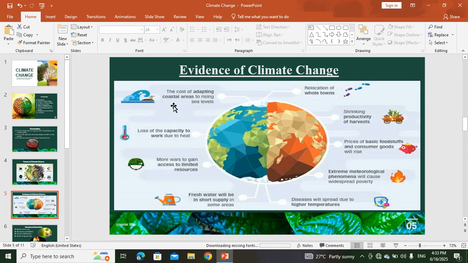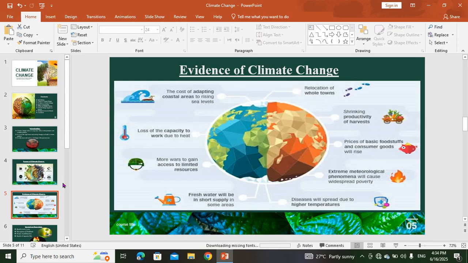The cost of adapting coastal areas to rising sea level increases due to climate change, loss of the capacity to work due to heat, more wars to gain access to limited resources, fresh water will be in short supply in some areas, diseases will spread due to higher temperature, extreme meteorological phenomena will cause widespread poverty, prices of basic foodstuff and consumer goods will rise, shrinking productivity of harvests, the crop production decreases due to climate change, and the relocation of whole towns.